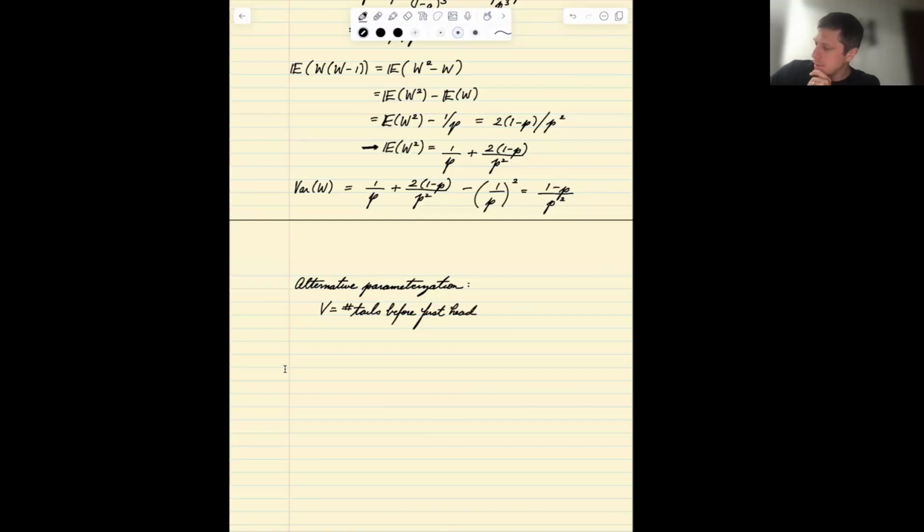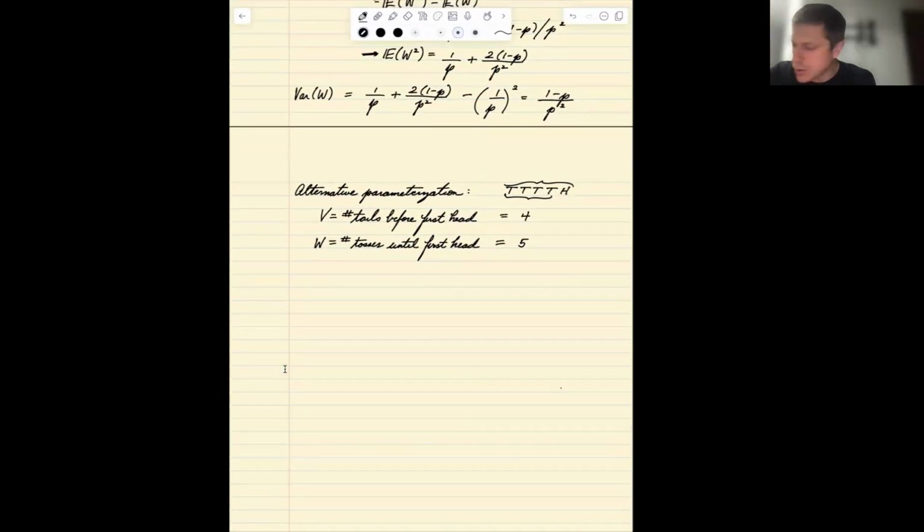Well, let's write it down. We have W, remember, was the number of tosses. What's the difference between the number of tosses and the number of tails? It's that one of them includes the head and one of them doesn't. So if my outcome is T T T T H, then the number of tails is 4. The number of tosses is 5. So in this case, we would say that V is equal in distribution to W minus 1. If we take W, we subtract 1, then we have V. So they're not different. It's just a different way of parameterizing.